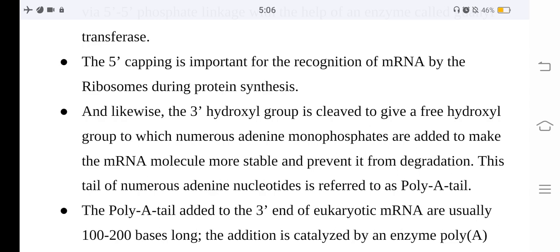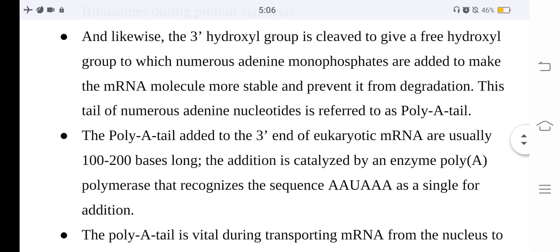And likewise, the 3' hydroxyl group is cleaved to give a free hydroxyl group to which numerous adenine monophosphates are added to make the mRNA molecule more stable and prevent it from degradation. This tail of numerous adenine nucleotides is referred to as the poly A tail.